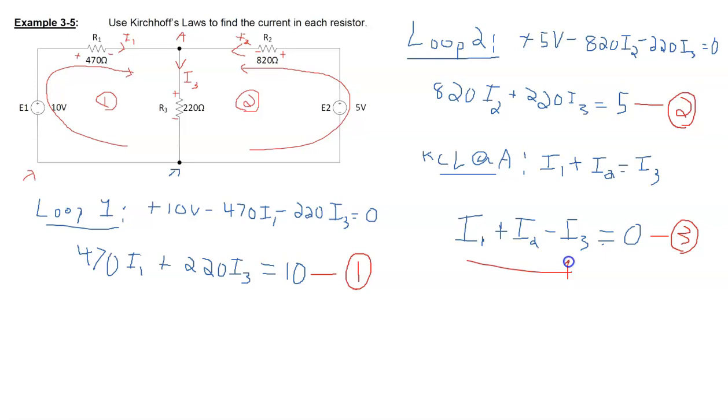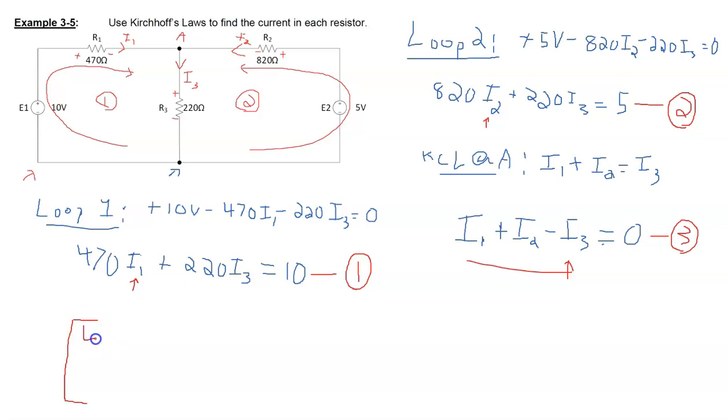a value for I3. Back to equation 1 with a value for I3 and come up with a value for I1. Go back to equation 2 with a value for I3 and come up with a value for I2. And then you arrive at a solution. Now, if you got a calculator with matrix capabilities, this is what you should do.